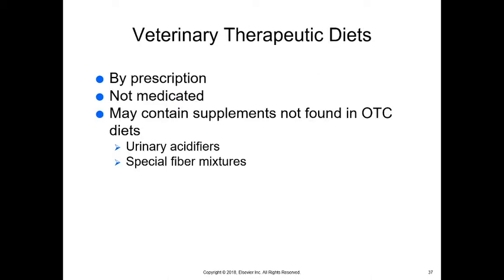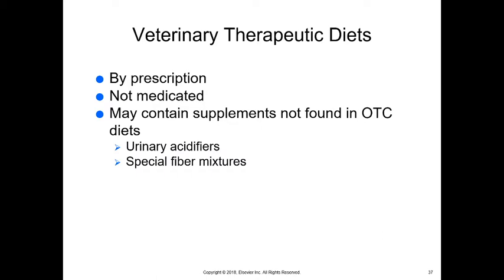There are also veterinary therapeutic diets. These are typically by prescription, bought at a veterinary hospital or with a prescription from a veterinarian. They're not medicated diets. They're diets that contain specific nutrients and supplements that are not found in over-the-counter diets. So it could be urinary acidifiers or special fiber mixtures, extra antioxidants, extra omega fatty acids, those kind of things that you find in veterinary therapeutic diets.